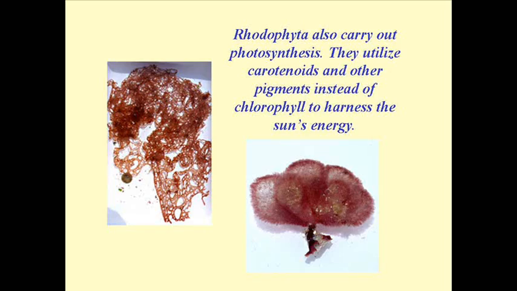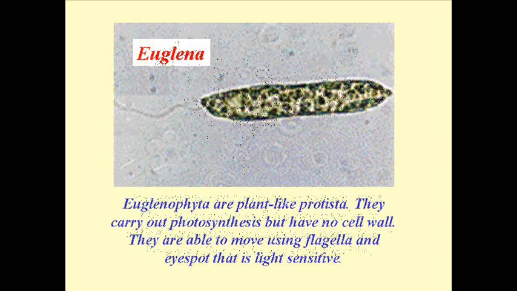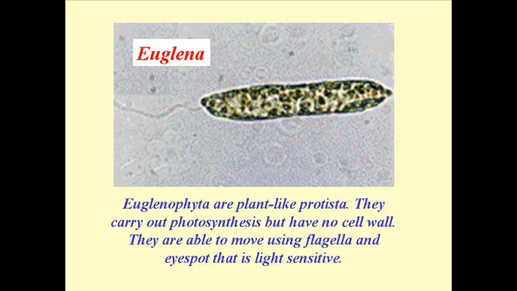Okay? There's a unique group called the euglenoids that basically are a little bit of plant, a little bit of animal, because they move around like an animal cell, but they carry out photosynthesis. They also have an eye spot like an animal cell, so we've put them in their own group.